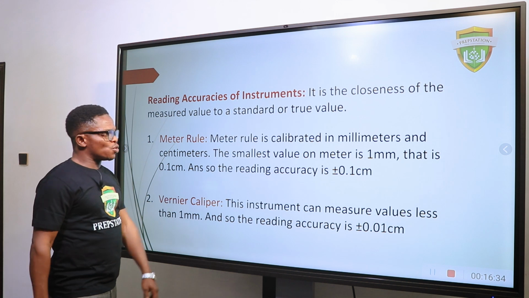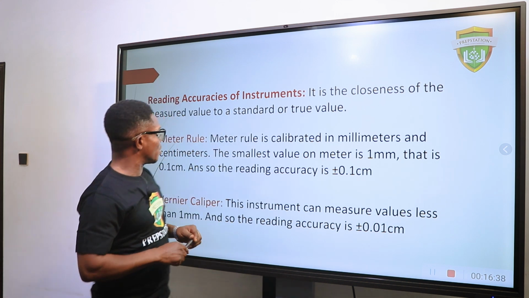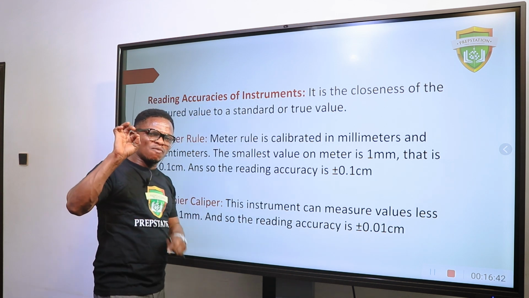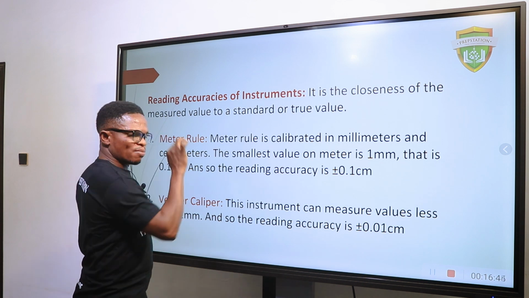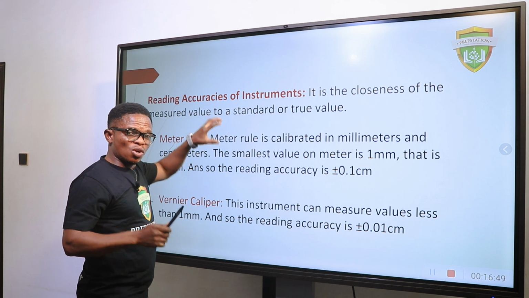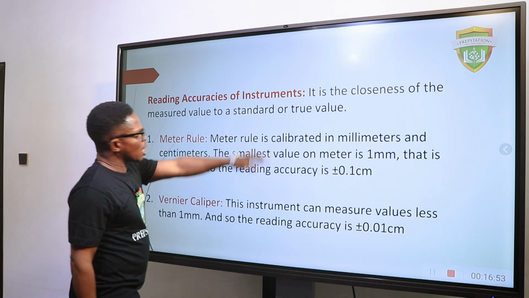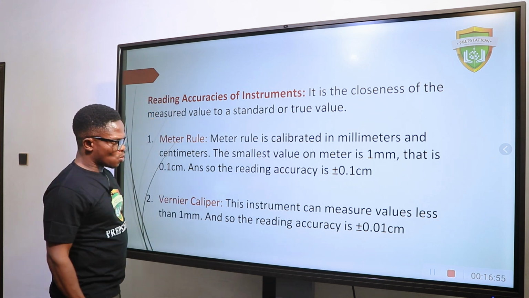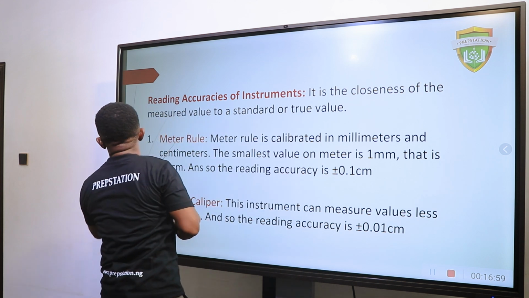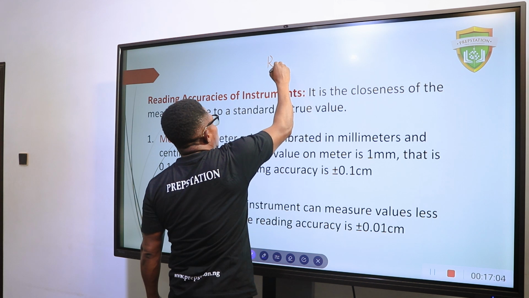So how do you know the reading accuracy of any instrument? Please pay attention. To do that, you need to find out the smallest possible value that instrument can measure, depending on the calibration of that instrument. For example, let's look at the meter rule. Of course, you know what a meter rule is. Meter rule simply means ruler. Most people call it ruler.